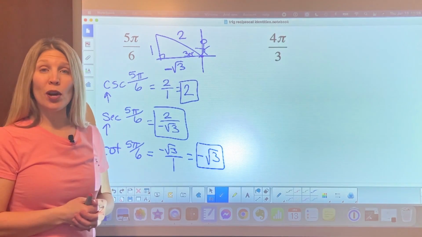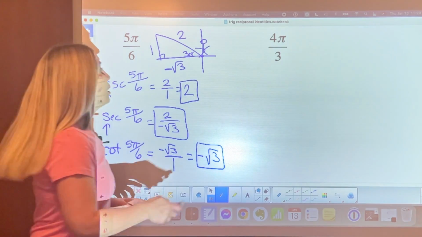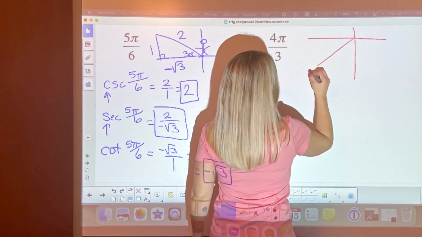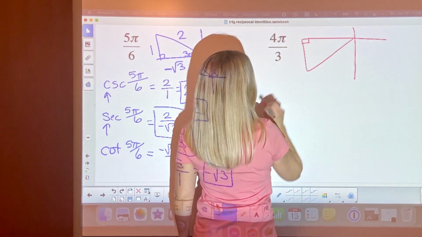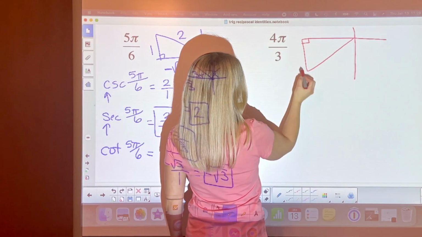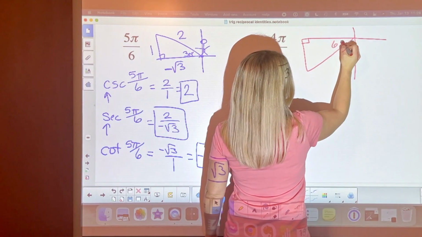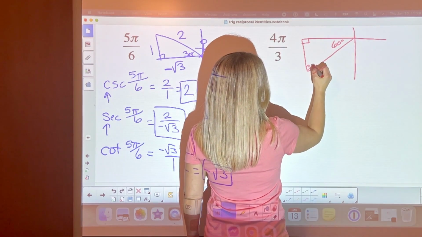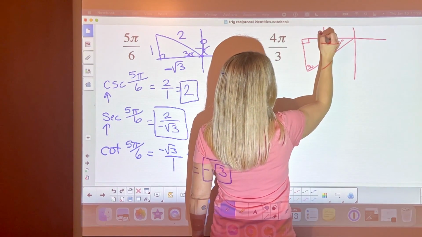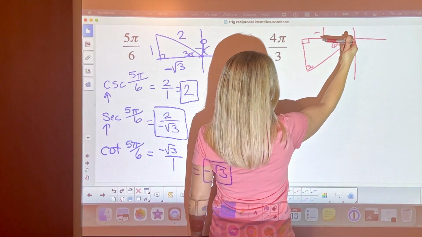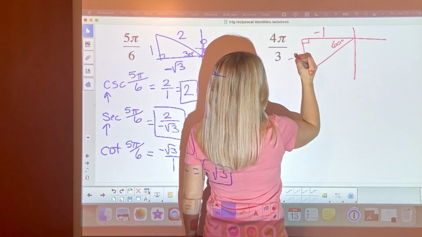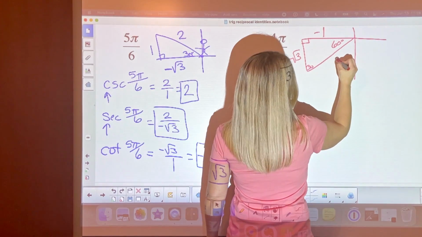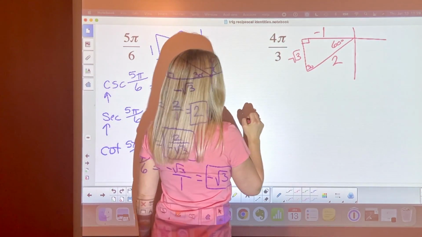All right, now let's try one in the pi over 3 family. So 4 pi over 3 is going to be down here in our third quadrant, because this is 3 pi over 3, 4 pi over 3, which makes this a 60-degree angle. Across, here's your 30, so across from your 30 is your 1, but negative 1 because we're to the left of the origin. Negative square root of 3 because we're below the x-axis, and then positive 2.